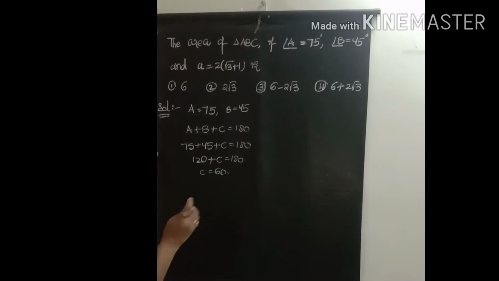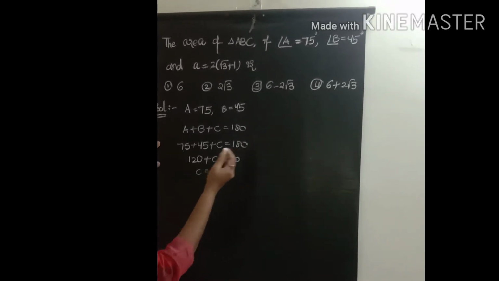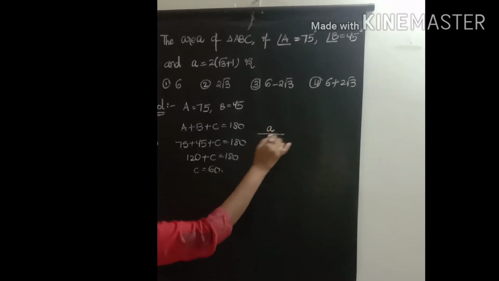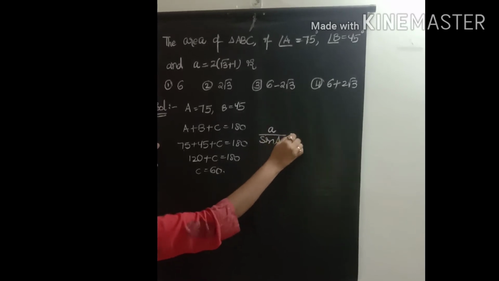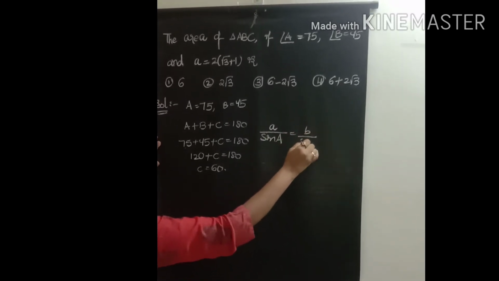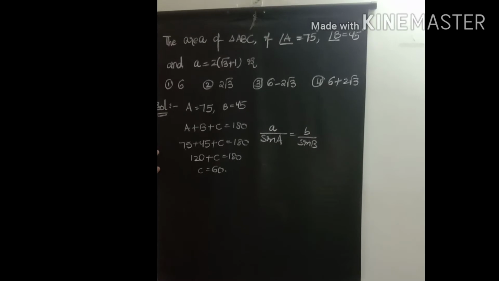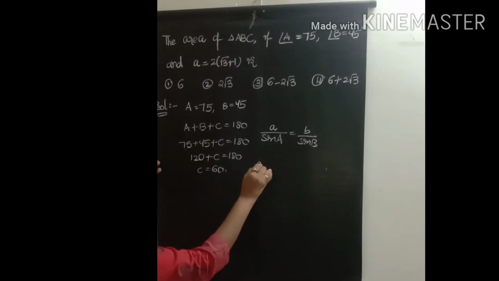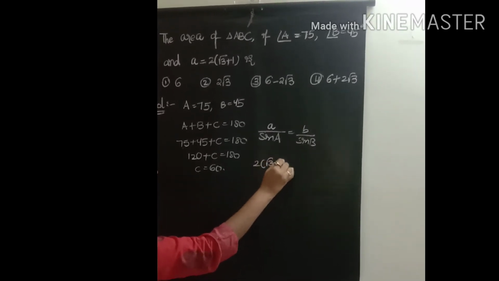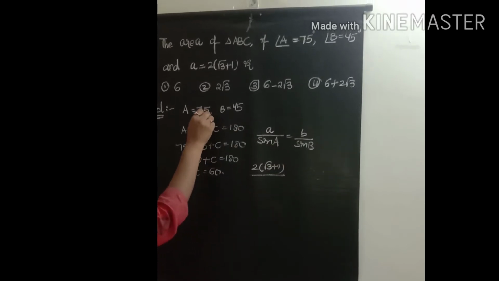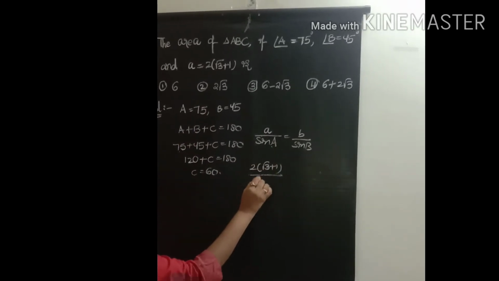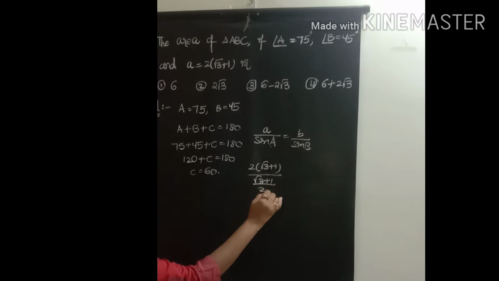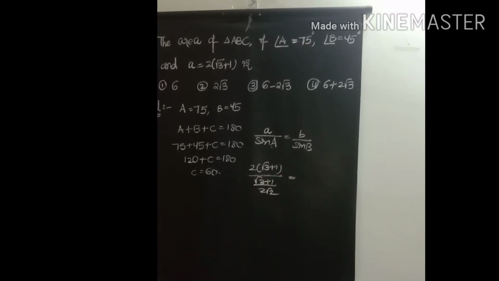Now I am applying the sine rule. That is, a by sin A is equal to b by sin B. Small a value is given as 2 into root 3 plus 1 by sin A, and A is equal to 75. Sin 75 value is root 3 plus 1 by 2 root 2, which is equal to the b value.